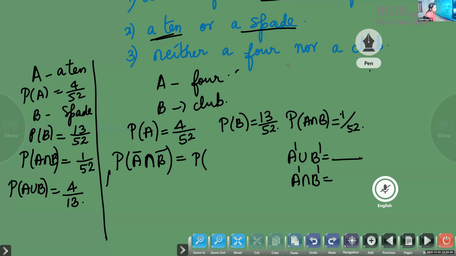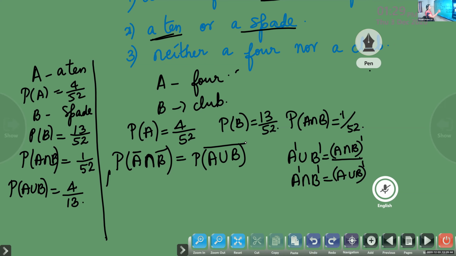What is A dash union B dash? Yes, it is A intersection B the whole dash. Union will become intersection and that separate dash will become combined one. Similarly, A dash intersection B dash will be A union B the whole dash. So now look here. Instead of dash, here we are using the notation bar. What is A bar intersection B bar? It will be same as A union B the whole bar.